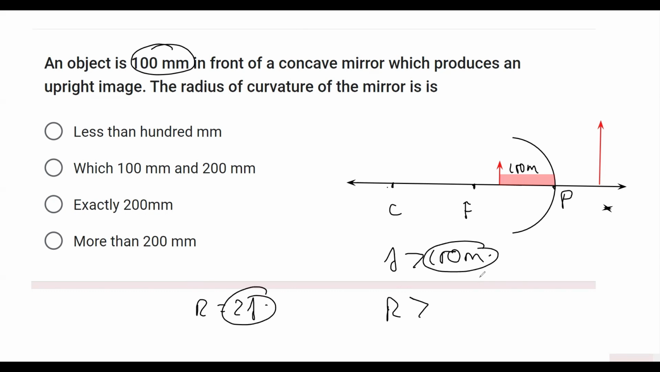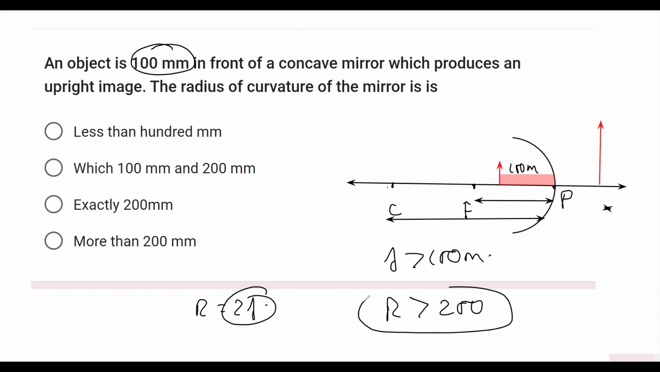That means since F is greater than, let me figure out once again. This is F and this is R. So we can say that if F is more than 100, R, which is twice the focal length, has to be more than 200. So therefore, we'll say that the radius of curvature, ignoring the sign here, will be more than 200 mm.